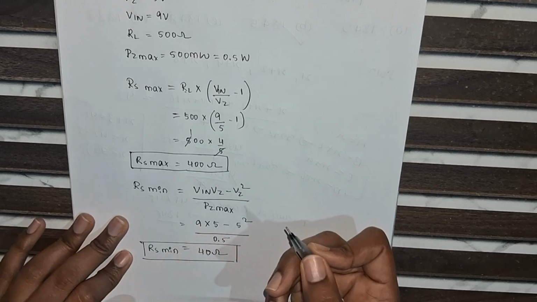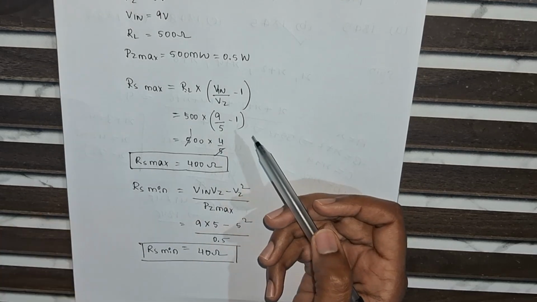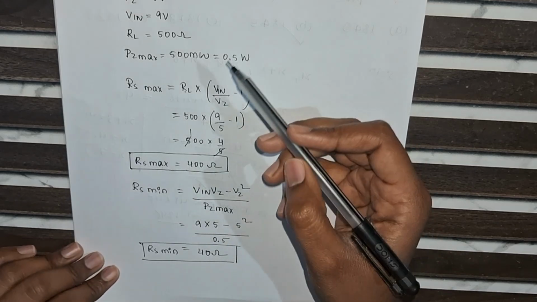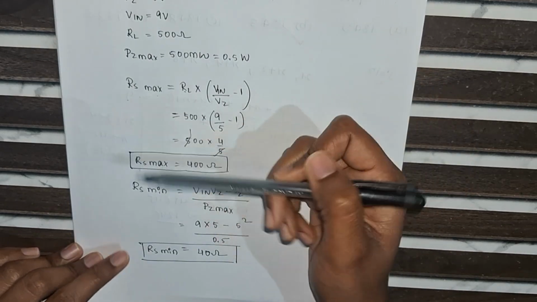This is how you need to explain the given question and solve the problem. We need to find out the two series resistors, which are the maximum series resistor and the minimum series resistor.